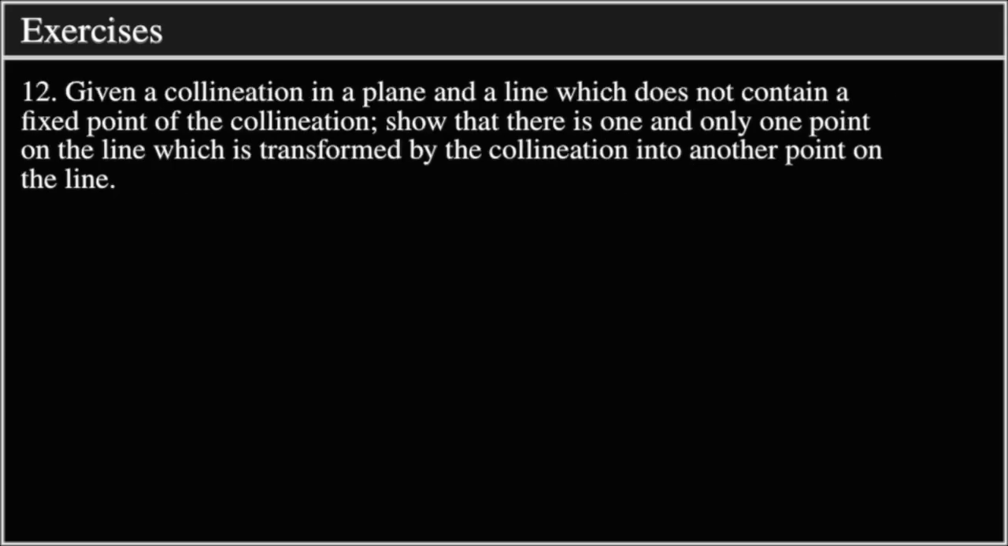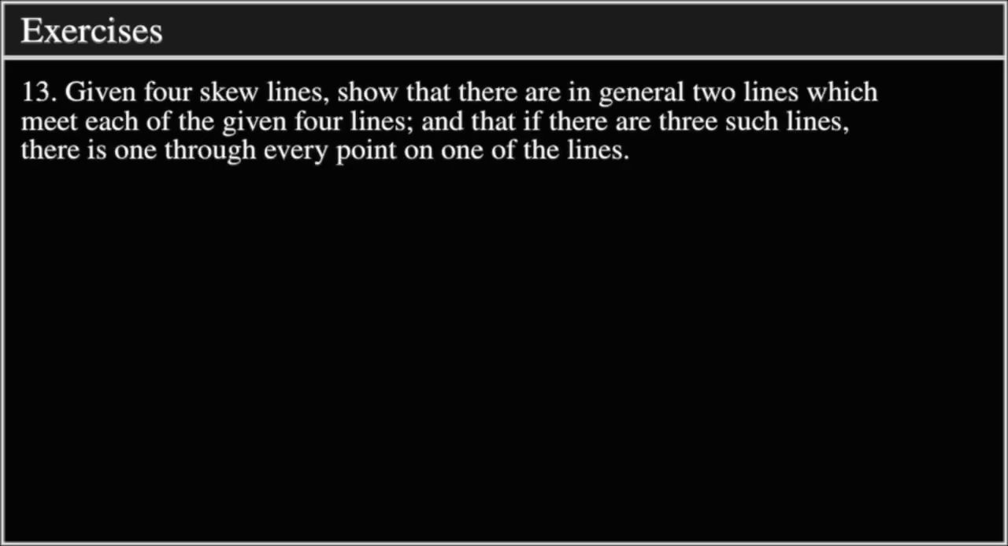12. Given a collineation in a plane and a line which does not contain a fixed point of the collineation, show that there is one and only one point on the line which is transformed by the collineation into another point on the line. 13. Given 4 skew lines, show that there are, in general, 2 lines which meet each of the given 4 lines, and that if there are 3 such lines, there is one through every point on one of the lines.